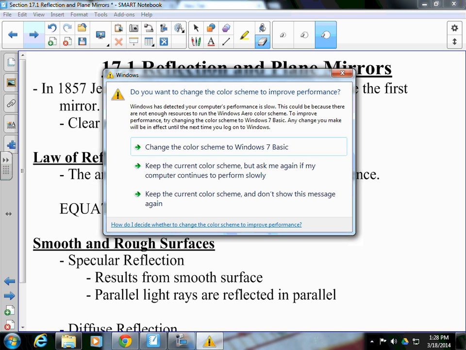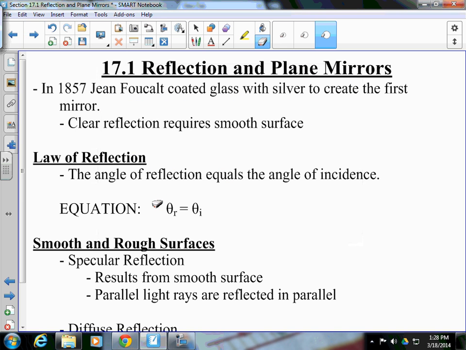So when we talk about plane mirrors, the first mirror was invented in 1857, which really isn't an invention, it's more of an application of current technology. Mirrors have been around a long time due to simply panes of glass or metals reflecting things. We have talked about the law of reflection already. The law of reflection is very simple. The angle of reflection equals the angle of incidence.